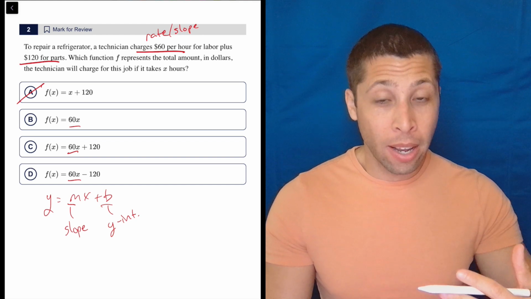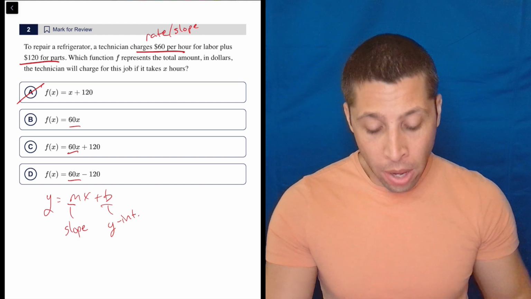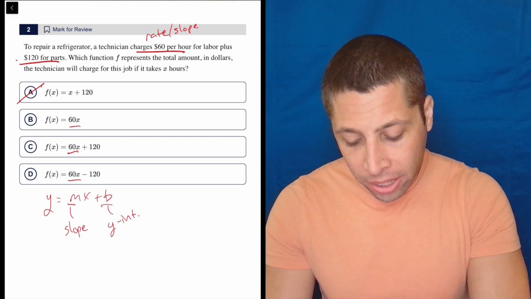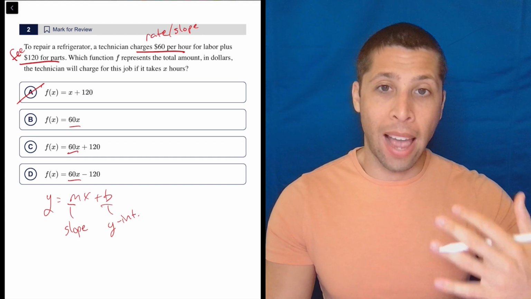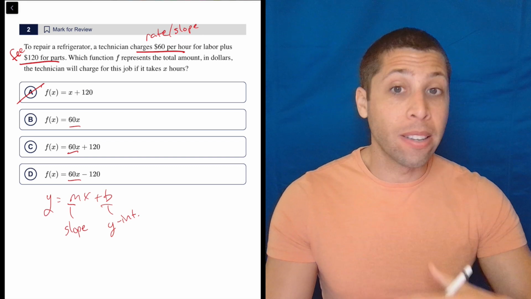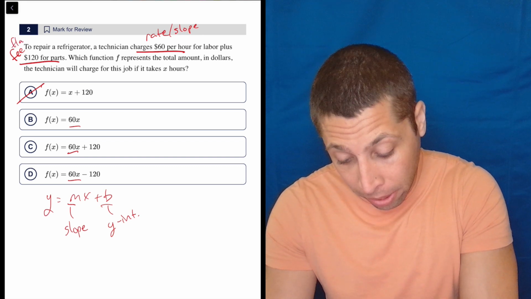Basically, no matter what, and no matter how long that job takes, you still have to pay the 120. So another way to think of this is it's almost like a fee. And a lot of the stories involving lines have that kind of language of like a fee, something that you can't avoid paying. It's just like a flat fee is maybe another better way to put it.